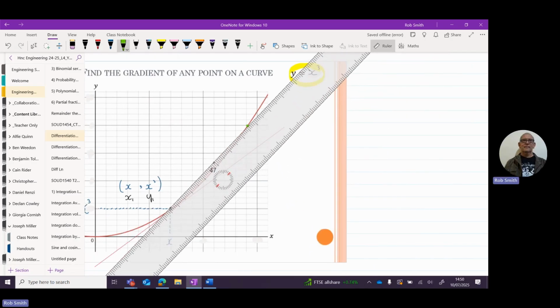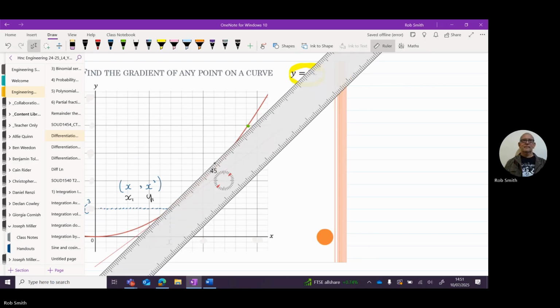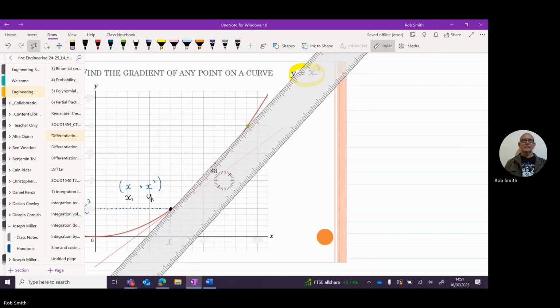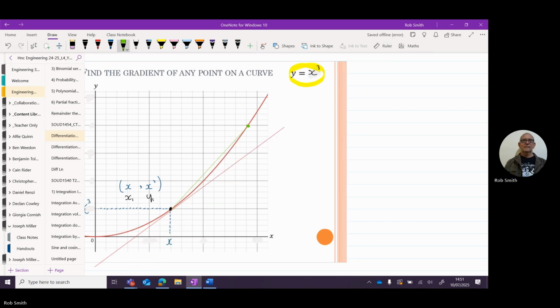So if we put this on here, the easiest thing to work with. So again, we can see that's an estimate for my gradient. I know the relationship between x and y at the green point, and I know the relationship between x and y at the black point. So that's what I'm going to do. Same process again. I want to find out this value here.